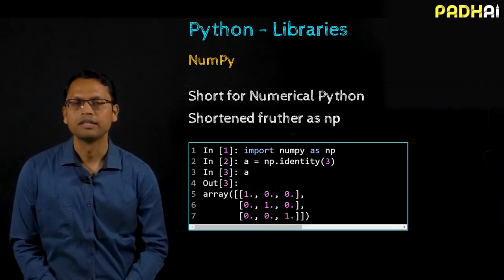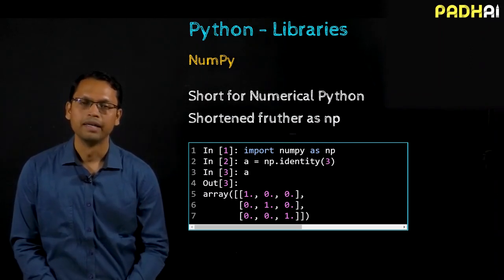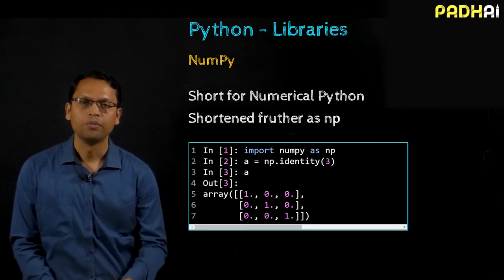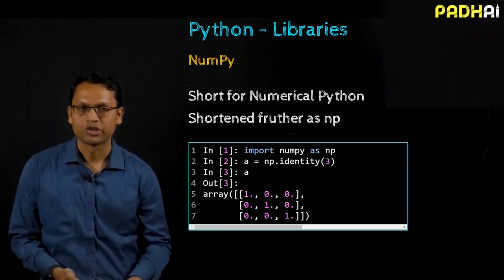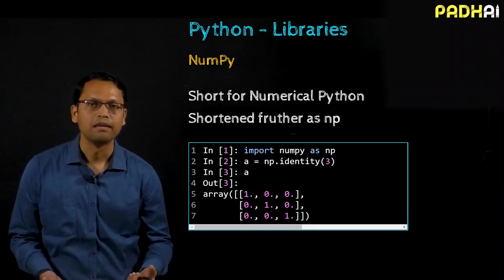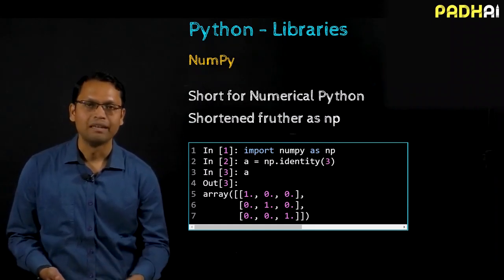The next important library which we will see and use quite a bit is NumPy. NumPy is short for numerical Python, and when we use it in practice, we in fact shorten it even further as np. So you will see most programmers using NumPy as np.